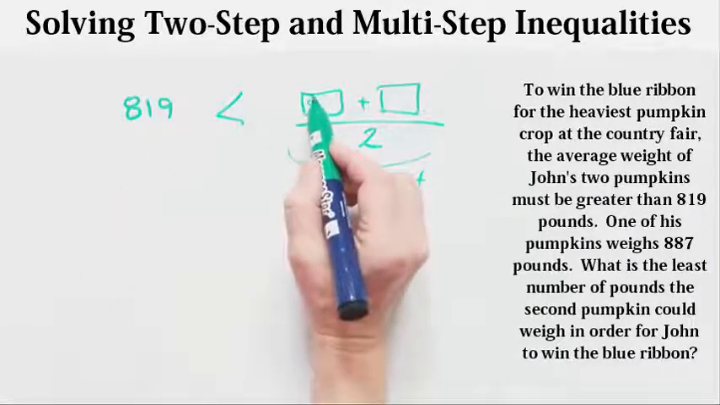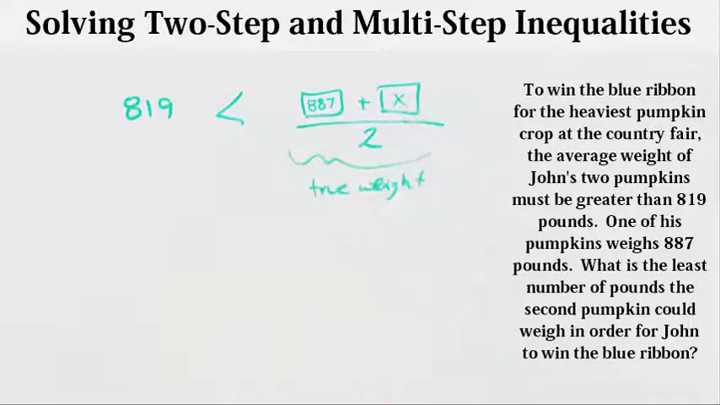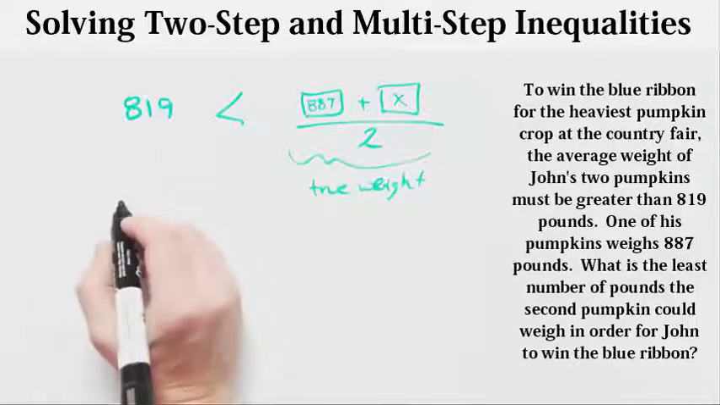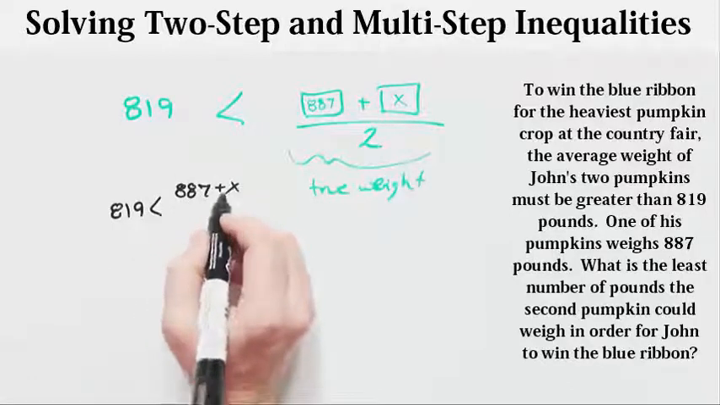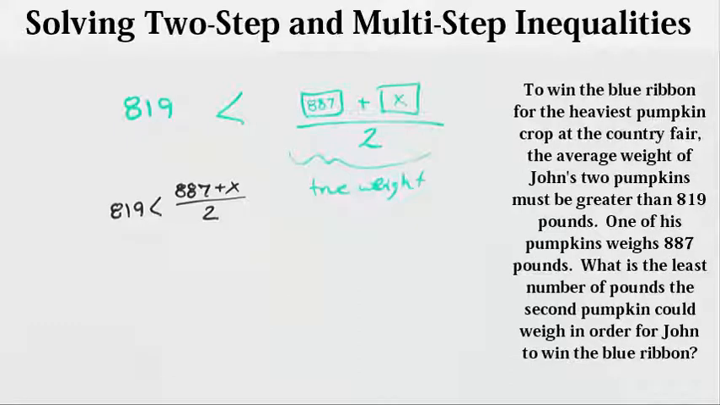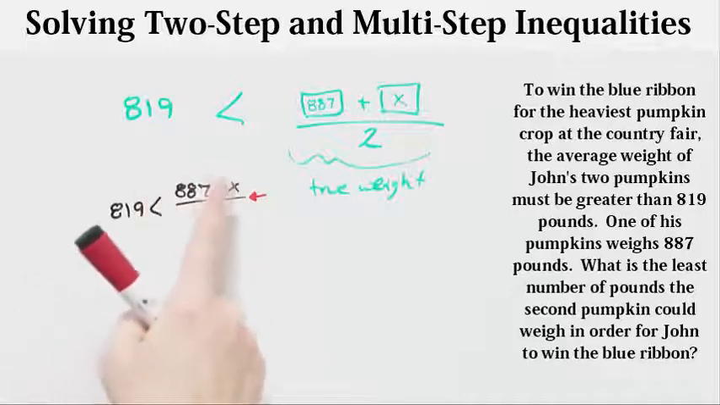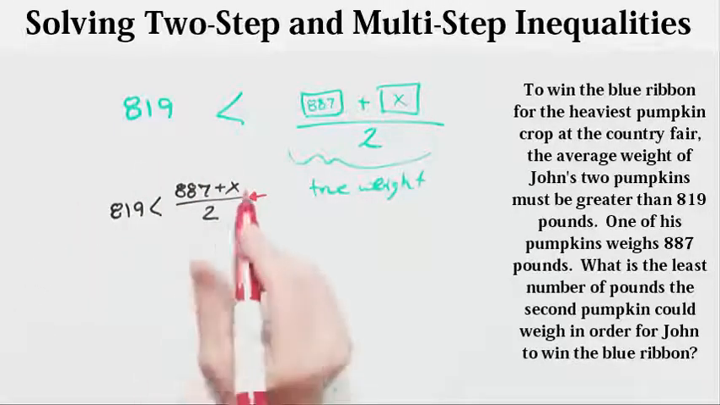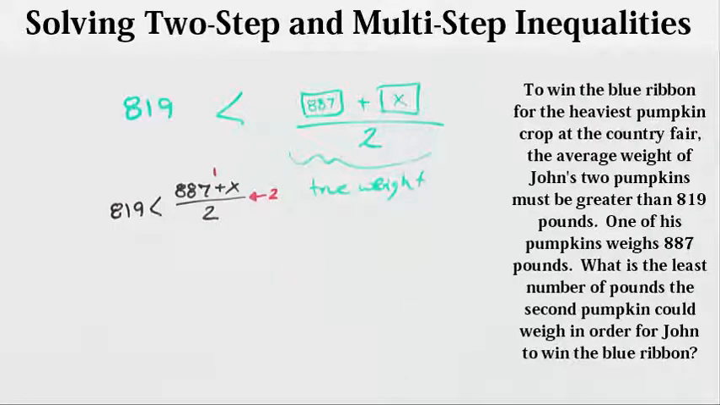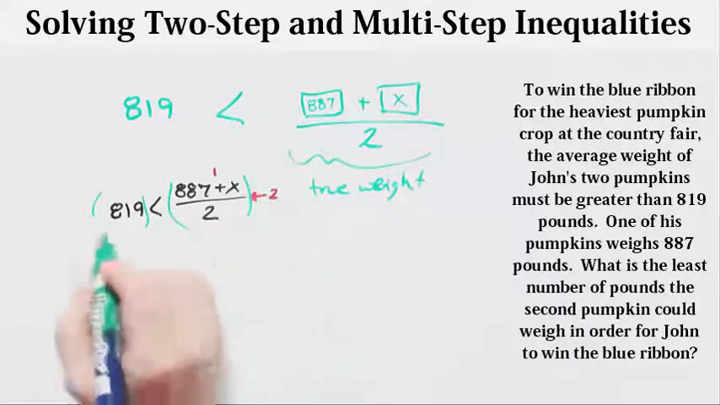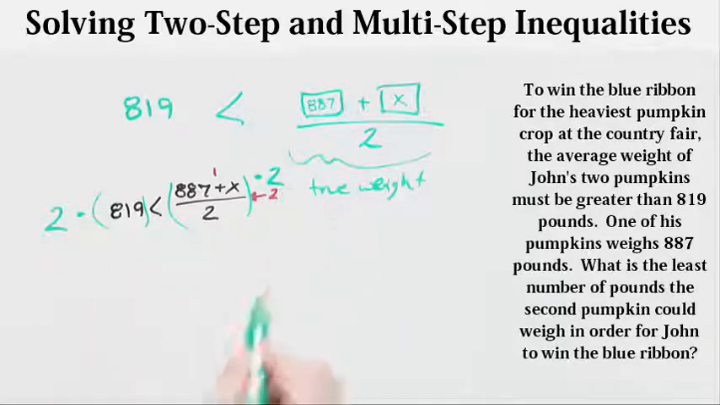So he knew one pumpkin was 887 pounds, and he needs to know what's the weight of his second pumpkin if he wants to be bigger than an 819 pound limit. So we have 819 is less than the fraction 887 plus x, all divided by 2. If this were an order of operations problem, a lot of students see this as a division. However, when it's a division within a problem, we call it a grouping symbol, and that grouping symbol tells us to go to the very top and do that first, and then come down and actually do the division. So if we go ahead and do this backwards, we have to get rid of the divided by 2 first. We undo dividing by multiplying, and the 2 is the thing that needs to go, so we're going to multiply both sides by 2.